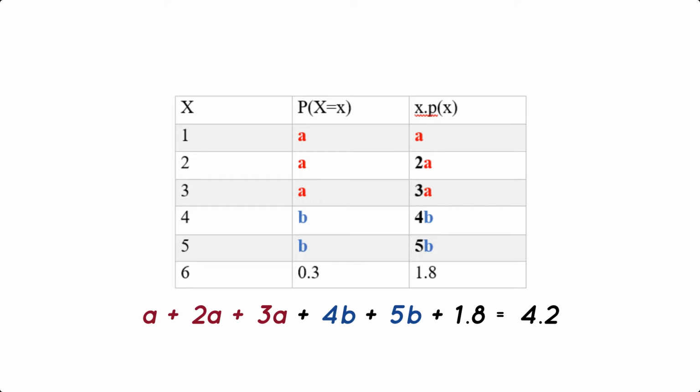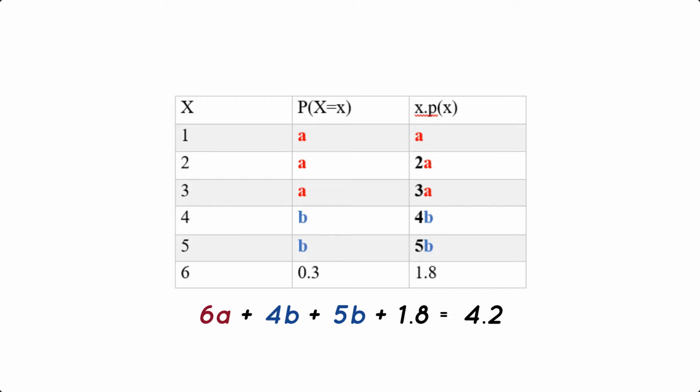Let's try to do a bit of algebra here. We have a plus 2a plus 3a, that gives us 6a, plus 4b plus 5b, that gives us 9b, plus 1.8 is equal to 4.2. So let's take the number down to the right side. We have 6a plus 9b is equal to 4.2 minus 1.8, and that gives us 6a plus 9b is equal to 2.4. We can tag this as equation 1. That is 6a plus 9b is equal to 2.4, and that is our equation 1.